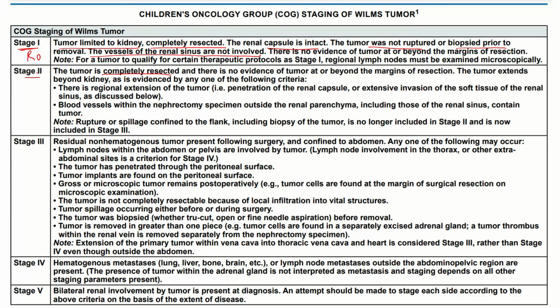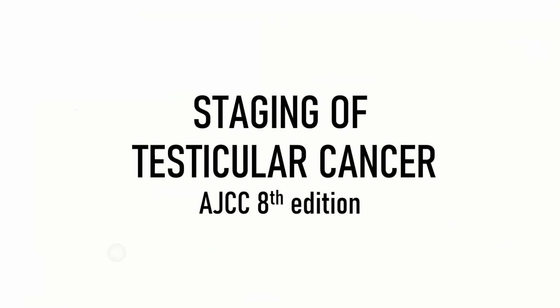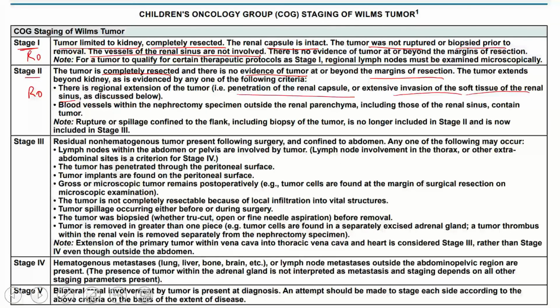So both of these are R0 resections, and there is no evidence of tumor at or beyond the margins of resection. The tumor extends beyond the kidney, but it is confined within the nephrectomy specimen. There might be small penetration of the renal capsule or extensive invasion of soft tissue of the renal sinus. Blood vessels within the nephrectomy specimen outside the renal parenchyma might be involved, including those of the renal sinus.